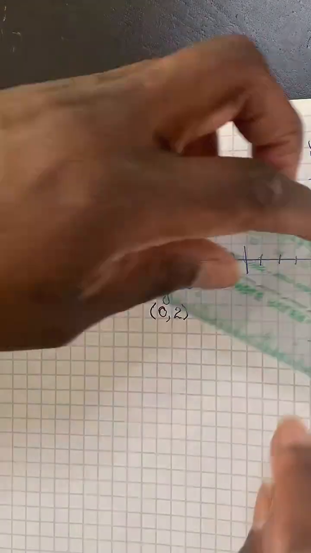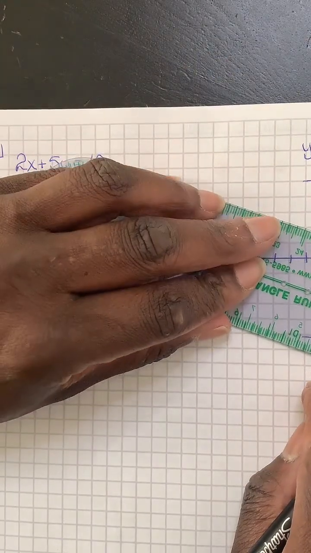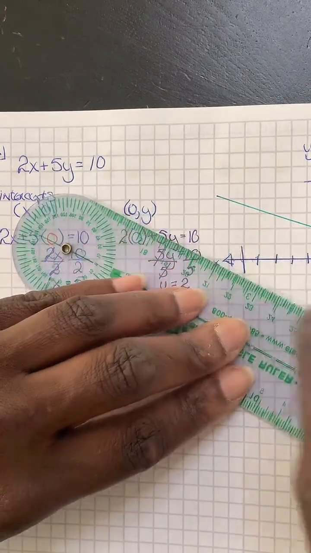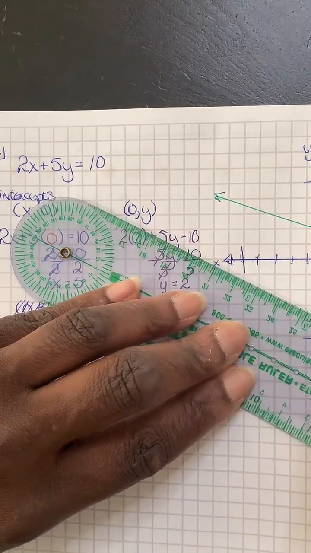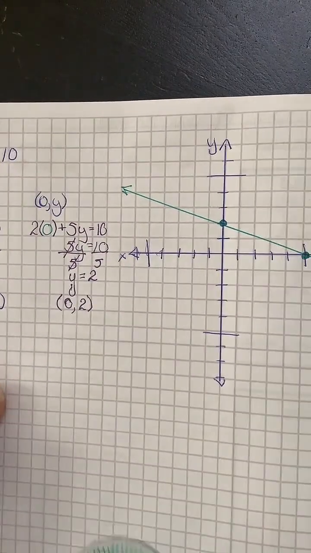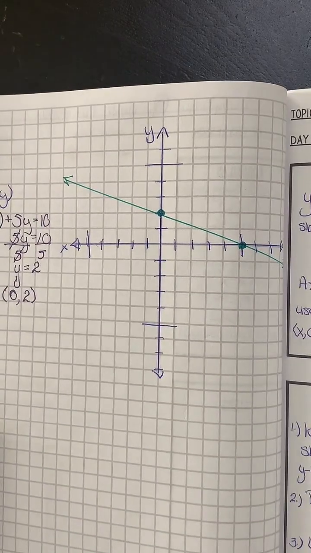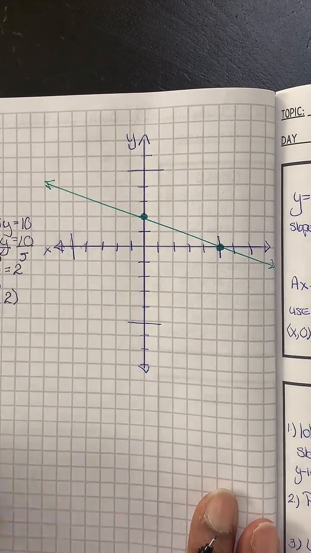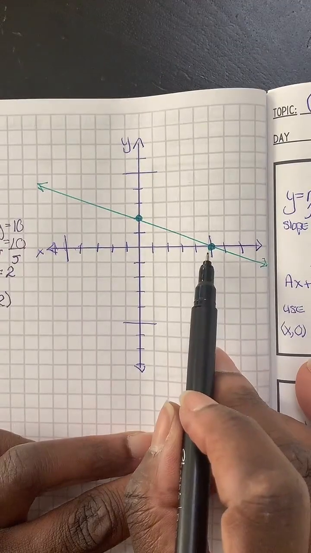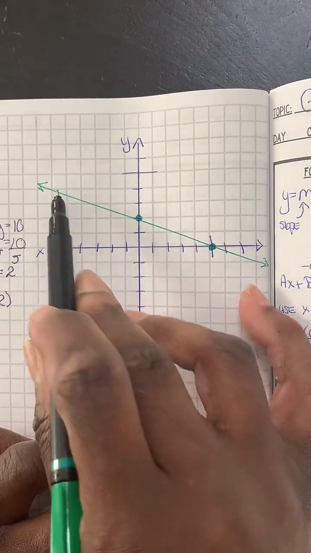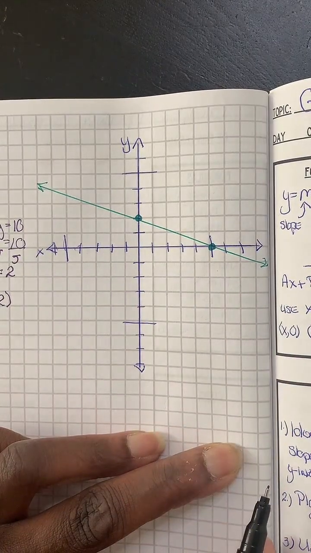Okay. So now that I have my 2 points, I can draw my temporary line. And voila, there is your graph. Okay. All right, so I plotted 5, 0, then I plotted 0, 2, and then I just draw my line.